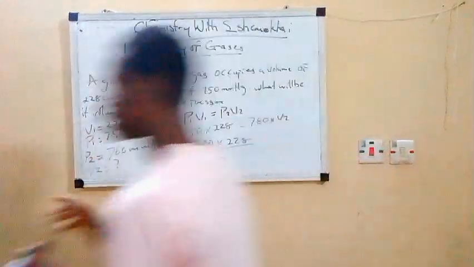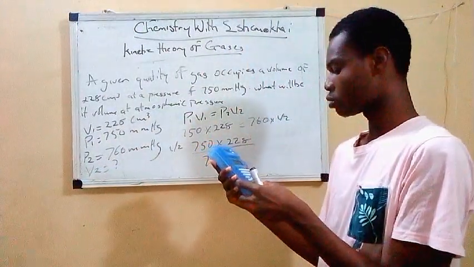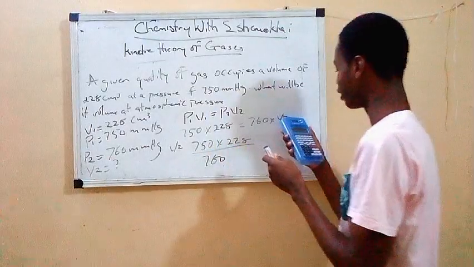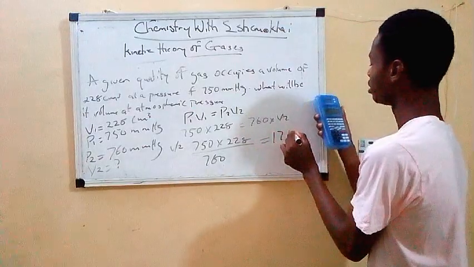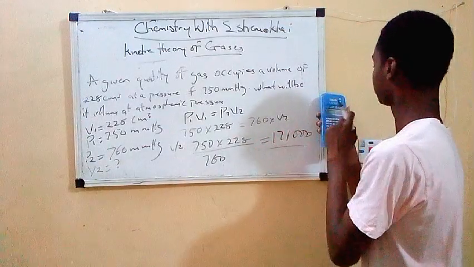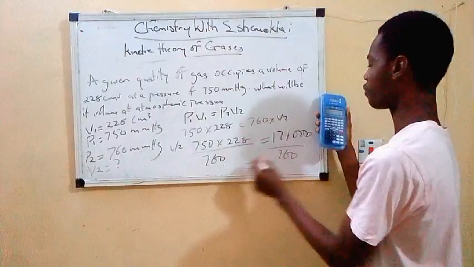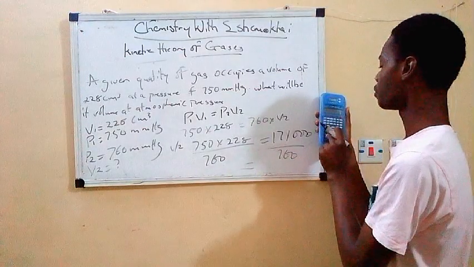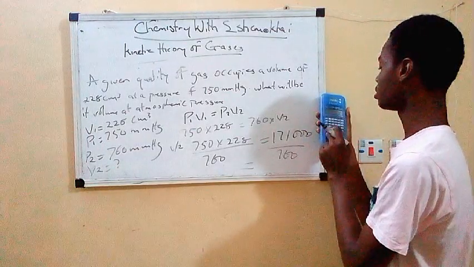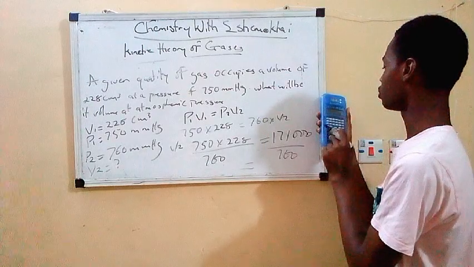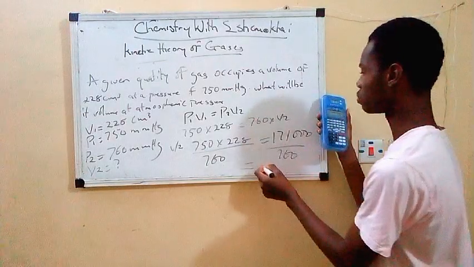Let me get my calculator and calculate this. 750 times 228 will give us 171,000 over 760. So let's get our final answer. Use 760 to divide 171,000. So 171,000 divided by 760 gives us 225.